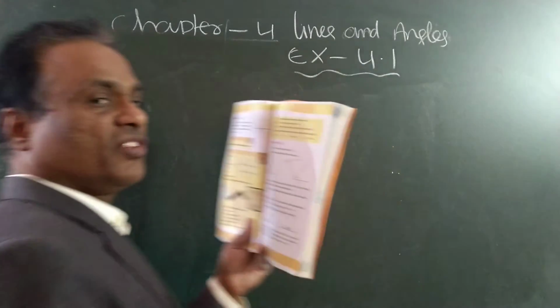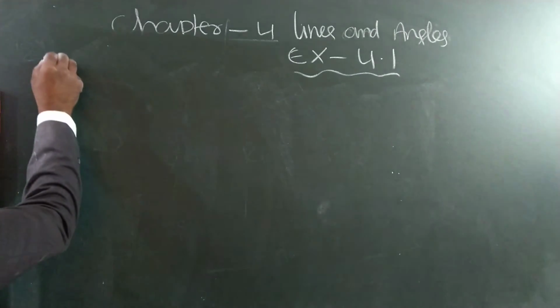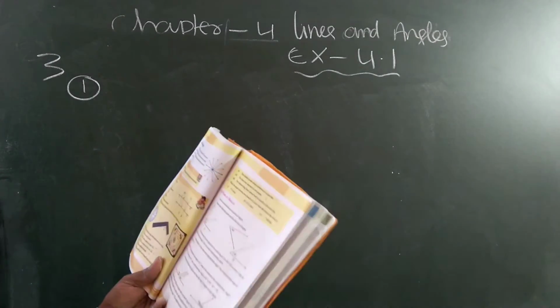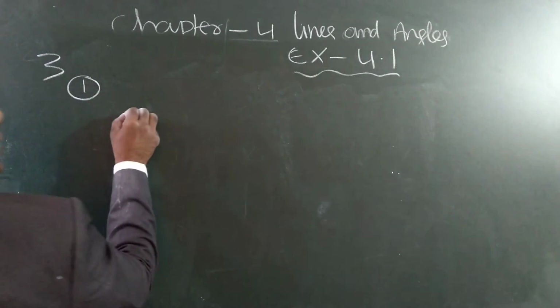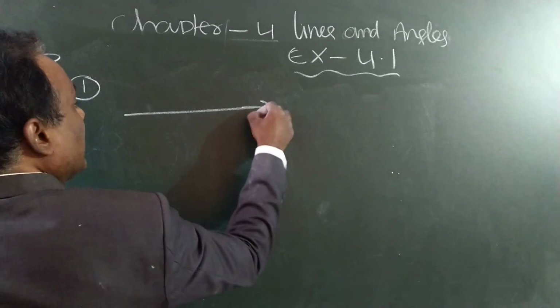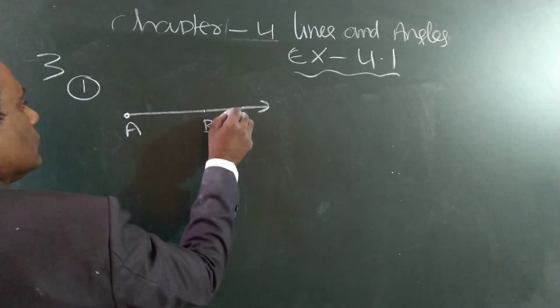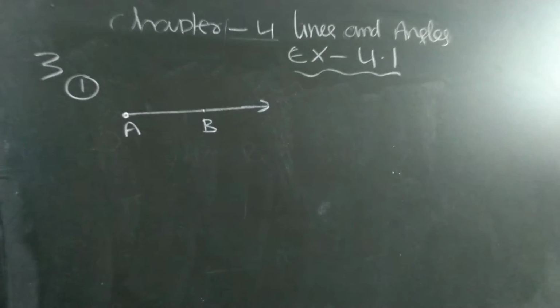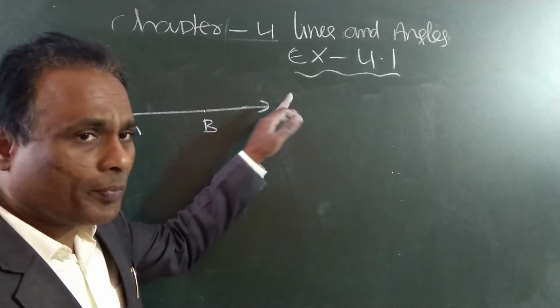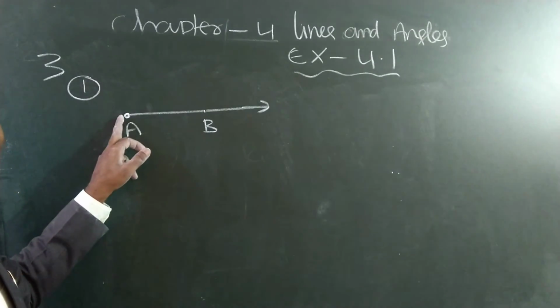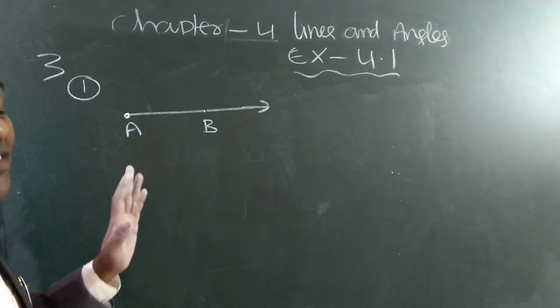I am not writing the question, you read it from the textbook. Ray has no end point. I will try to remind you about the ray. A ray is like this. See, on this end there is no end point, it will continue up to infinity. But on this end there is one end, no? So saying a ray has no end points is wrong.